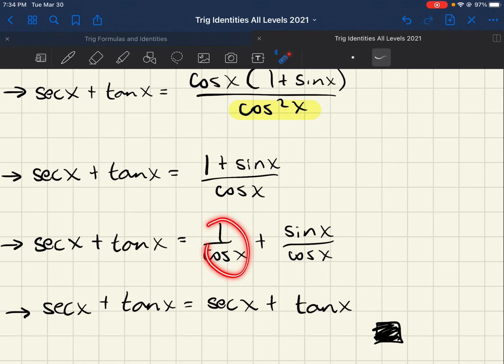So 1 over cosine of x, that's secant of x. Sine of x over cosine of x, that's tangent of x. And that's our desired result.